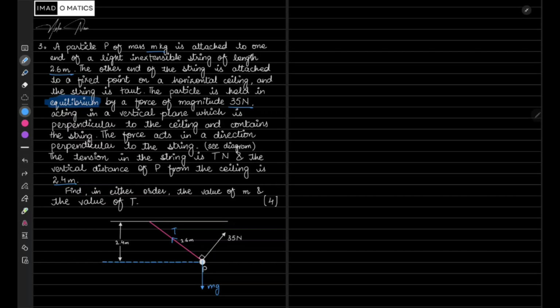Now we need to find M and T. So first of all, as always, we have to resolve the forces. So first, resolving the forces horizontally and vertically. For the force of 35 newtons, this will be this way and this way. But we are not sure about the angle, so just skip this for a while. Just randomly name them for now. I'm calling this one alpha and this one theta.